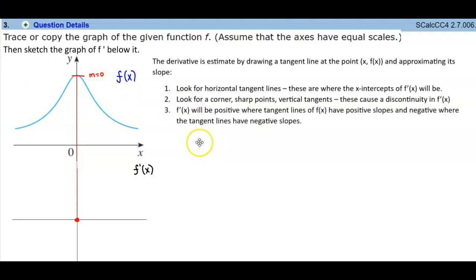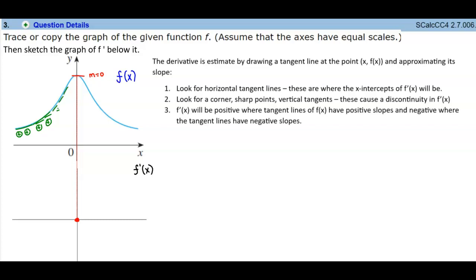Now for step number 3, the derivative function will be positive where the tangent lines of the function have positive slopes, and negative where the tangent lines have negative slopes. You can see here that it starts out positive, so these slopes are positive and the graph starts above the x-axis. Each slope is going to increase, and then eventually it's going to decrease.